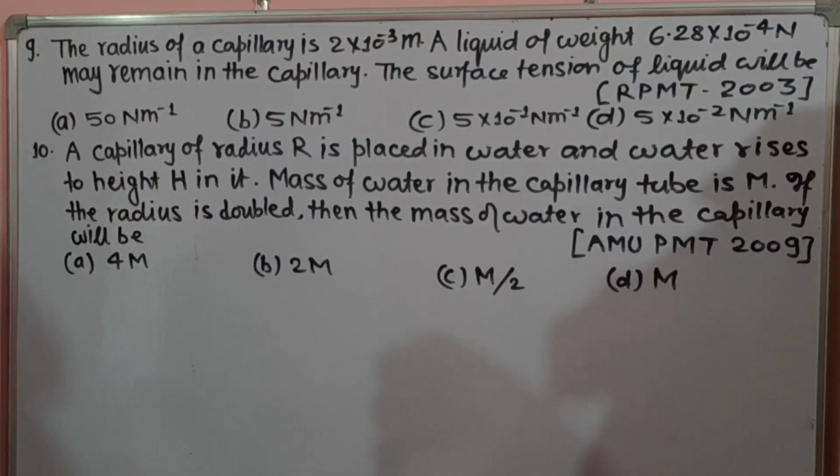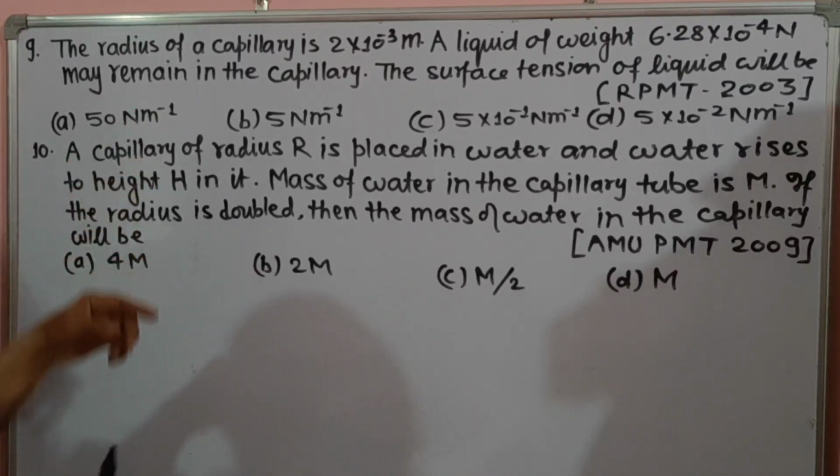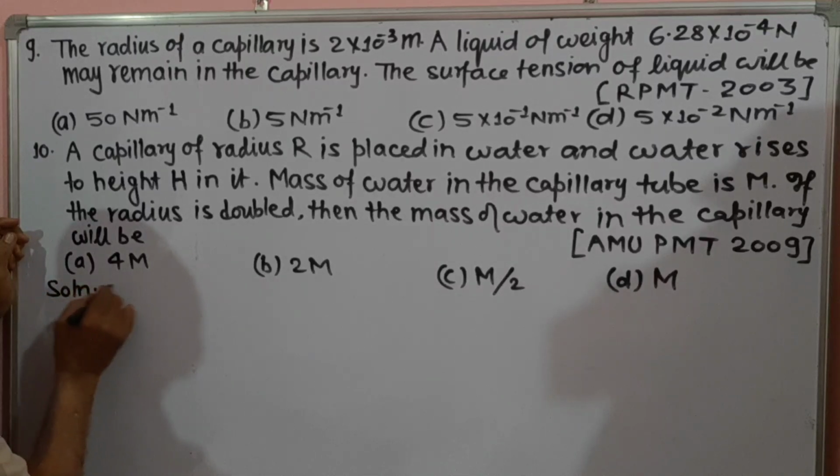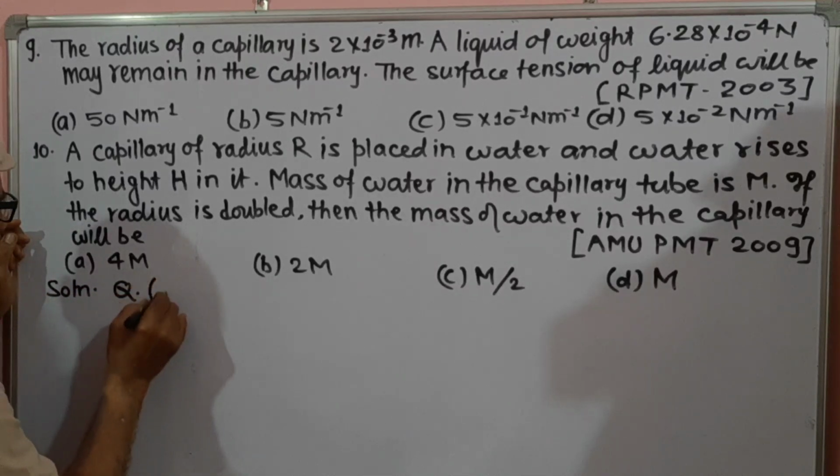Next, question number 9. The question is, the radius of a capillary is 2 into 10 to the minus 3 meter. A liquid of weight 6.28 into 10 to the minus 4 Newton may remain in the capillary. The surface tension of liquid will be. These are the options. Now, solution to question 9.